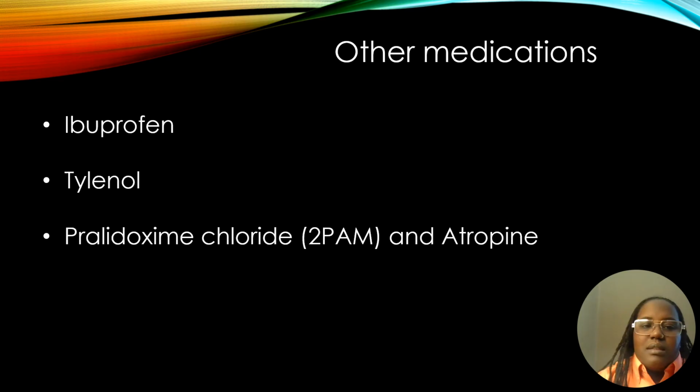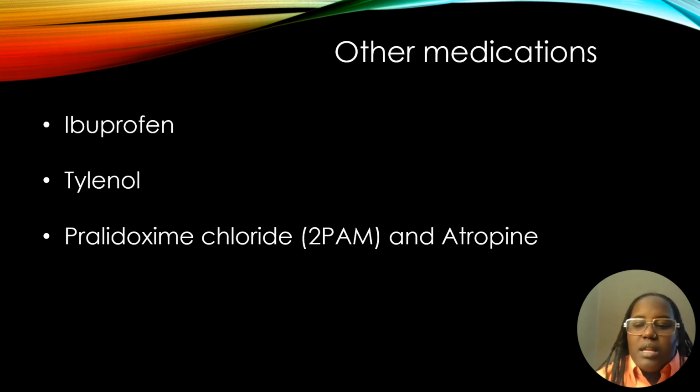Keep in mind that this medication, if they take too much of it, can cause liver damage. So we want to be mindful of that. If a patient has taken a whole bunch of Tylenol already prior to our arrival, we do not want to be administering them more Tylenol. We also do not want to administer this medication to anybody who has a known allergy or hypersensitivity to this drug.